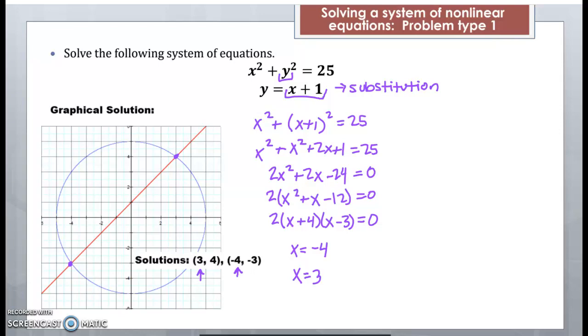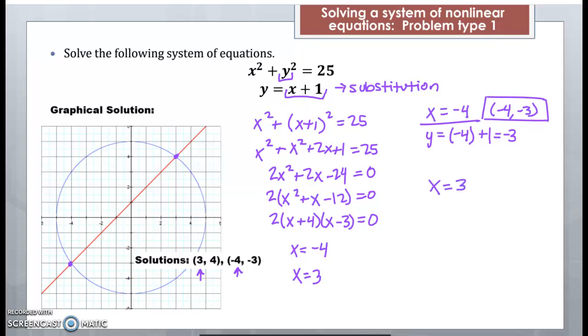So how do I solve for y? Well, I've solved for x, but I need to solve for y. The second equation is easiest to find out what y is. y is equal to x plus 1, so I plug in negative 4 for x, and I get negative 3 for y. So (-4, -3) is algebraically a solution. It also is a solution graphically. The next point at x equals 3, y is going to equal 3 plus 1, so y should equal 4. This is at (3, 4), and that's where my other solution was.